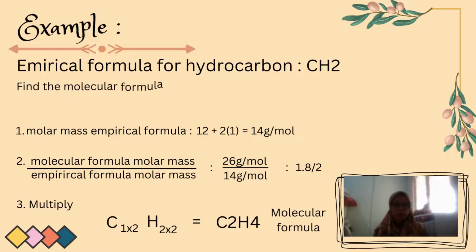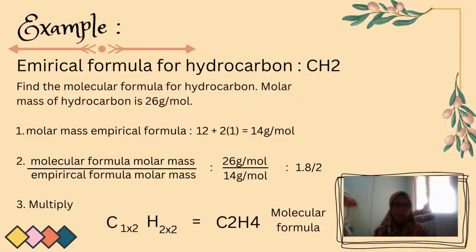This is an example for molecular formula. So we already got the empirical formula for the hydrocarbon, which is CH2, and the molecular molar mass for the hydrocarbon is already given in the question, 26 gram per mole. So just follow the steps, find the molar mass for the empirical formula, 14 gram per mole. And then the second step, just divide 26 gram per mole with 14 gram per mole, and we get 1.8 or 2. Finally, just multiply C1 with 2 and H2 with 2.